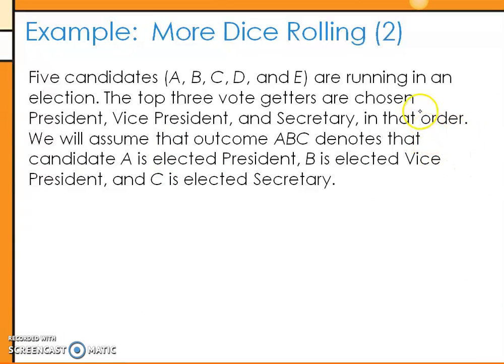Okay, so here's another interesting one. 5 candidates, A, B, C, D, and E, are running in an election. The top 3 vote getters are chosen as the president, vice president, and secretary in that order. So sometimes it's helpful to think about, does order matter? Like in the one where we had the sum of the dice, it didn't matter if you get a 3 and a 4 or a 4 and a 3, they still add up to 7. Here it looks like the order matters because whoever gets first is president, vice president, secretary.